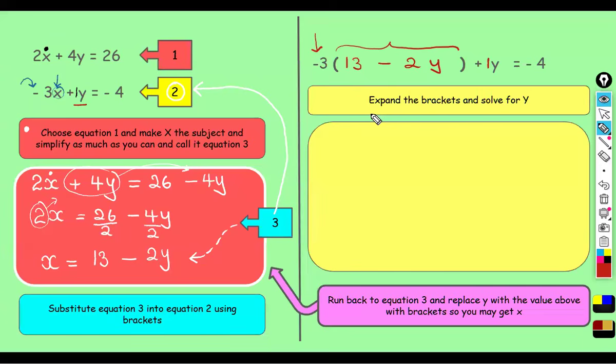Minus 3. Now, some of y'all might not be familiar with how to multiply negatives and positives. You can just use your calculator to help you. Minus 3 multiplied by 13 is minus 39, I guarantee you. Minus 3 multiplied by minus 2y. When you multiply 2 minuses, you get a positive. So you get positive 6y. And then you put your positive 1y, that's this guy, is equal to minus 4. I hope you have at least up to there.